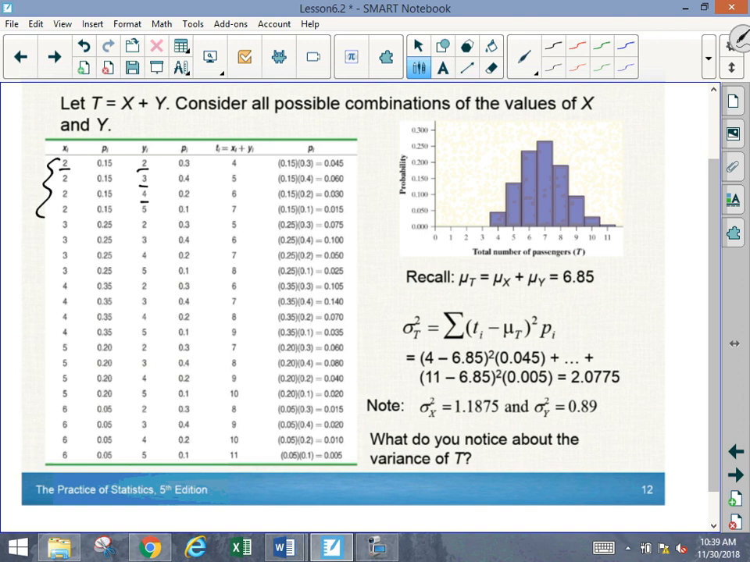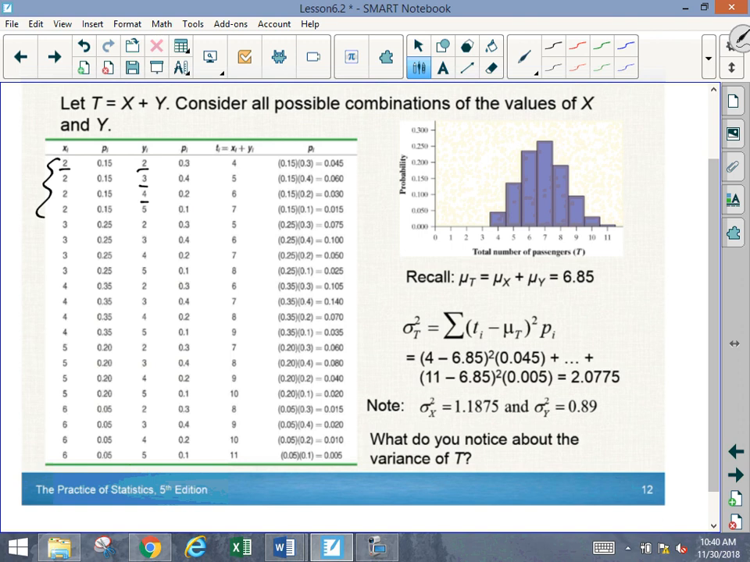What do you notice about the variance of t? So this is how your variance would be calculated. I am almost positive you don't have to do this. If you're given a problem, you're going to be given the variance of your random variable x, and the variance of your random variable y. And then you'll be asked to perform some transformation on those, asking what the variance of your random variable t is, right?